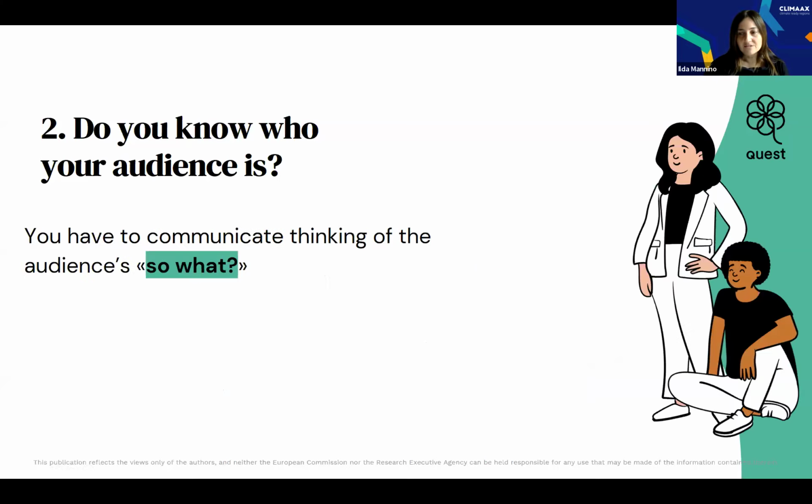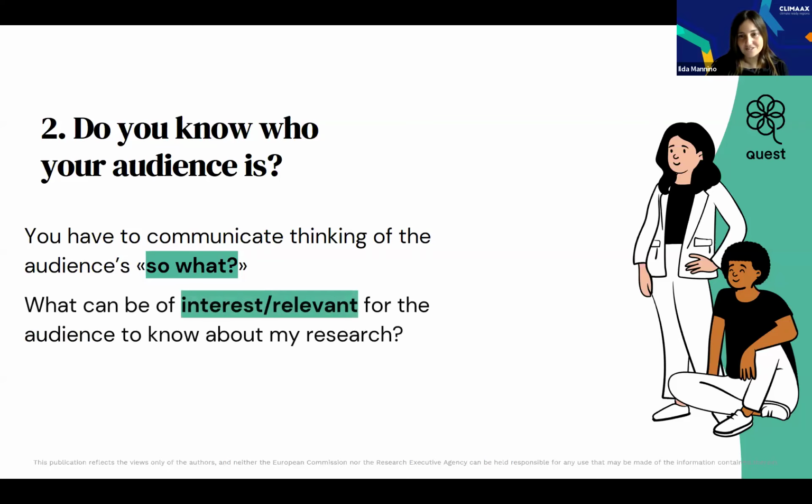And once you have identified the audience, the really key aspect is to start from the so what of your audience. The so what of your audience is what can be of interest for the audience, but also relevant. Maybe they don't know how relevant what you research can be for them. And you have to start from that. So your communication activity should be sure to meet these interest and relevance aspects.